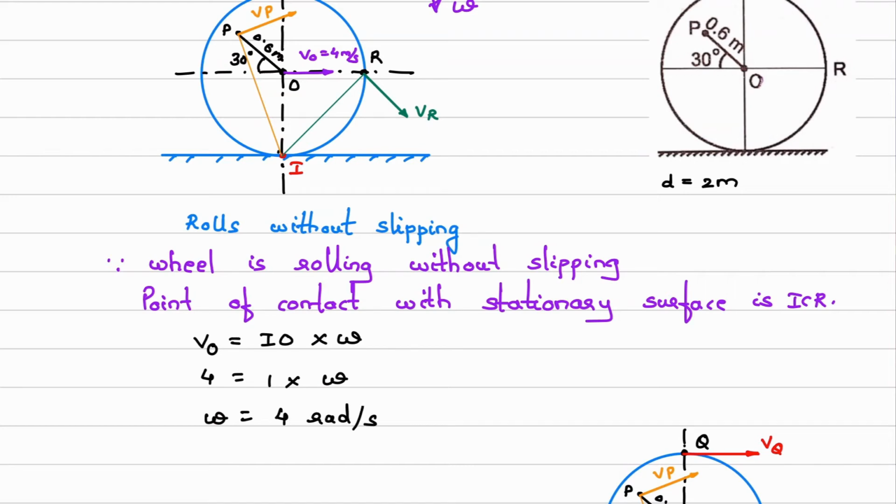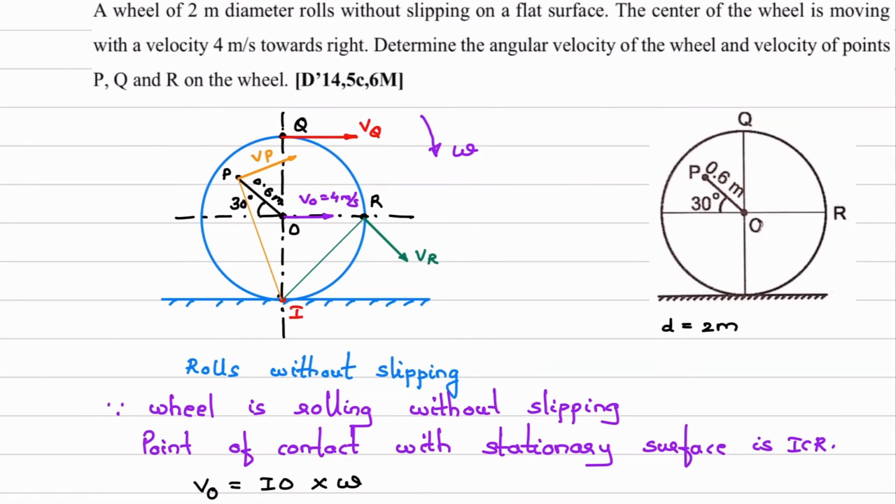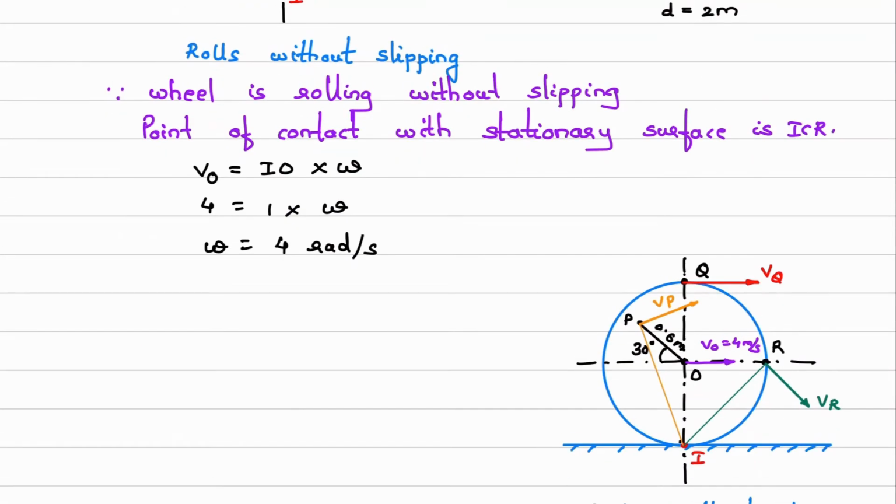What is the direction of omega? Keep your thumb at point I, keep your index finger at O and rotate in the direction of velocity vector, clockwise. So omega direction is clockwise. So in bracket write down the direction as well, it is clockwise. So this is one of the answers.